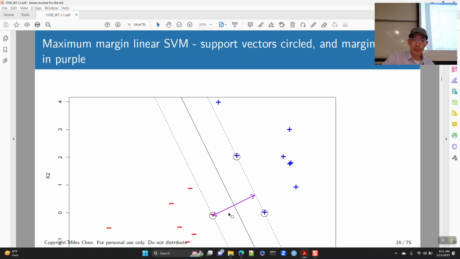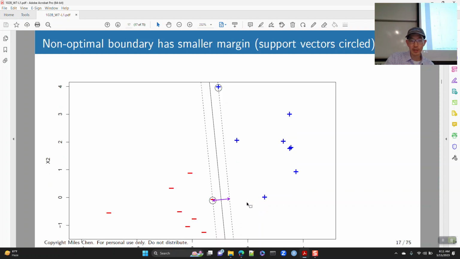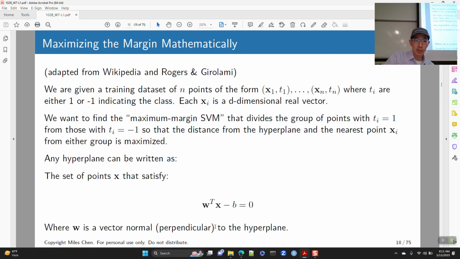So anyway, here is twice the margin, the distance between our two parallel hyperplanes. And these 3 points are the support vectors. And here is twice the margin, right? This one would be a non-optimal boundary. We have a much smaller margin, much smaller distance between these two things. So how do we figure out what our margin is and figure out our boundary?